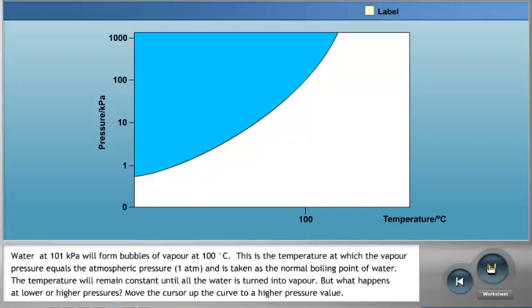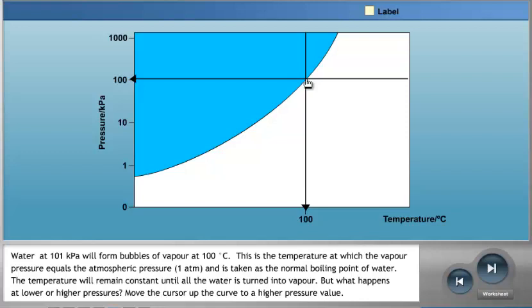Water at 101 kilopascals will form bubbles of vapor at 100 degrees Celsius. This is the temperature at which the vapor pressure equals the atmospheric pressure, 1 atmosphere, and is taken as the normal boiling point of water. The temperature will remain constant until all the water is turned into vapor. But what happens at lower or higher pressures?